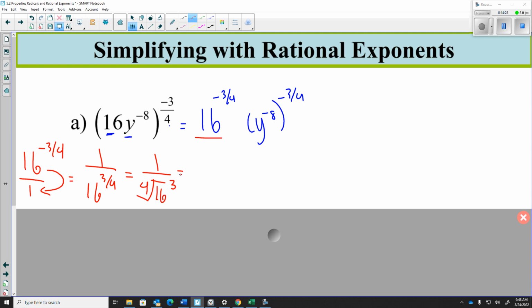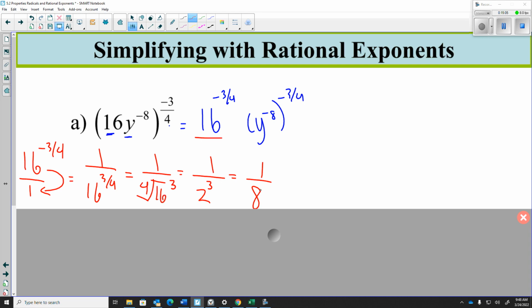4,096. Oh. Try 2. I did it too, but yeah, it's okay. The 4th root of 16 is 2. And what's 2 cubed? 8. Okay, well, all of that to find out that 16 to the negative 3/4 power is, in fact, 1 over 8. That's just crazy, dude. So this is going to turn into this. Okay with that? Yeah, I guess so.